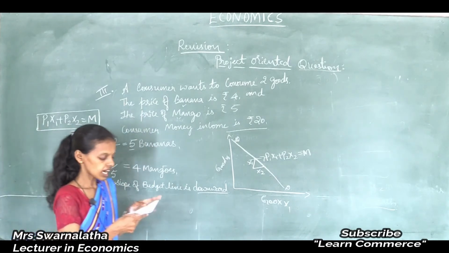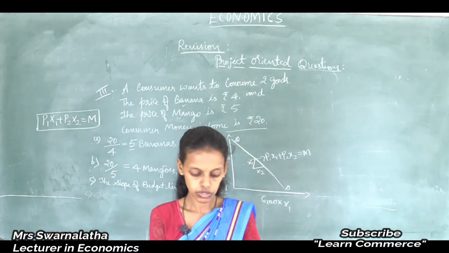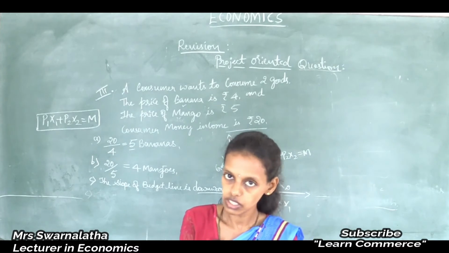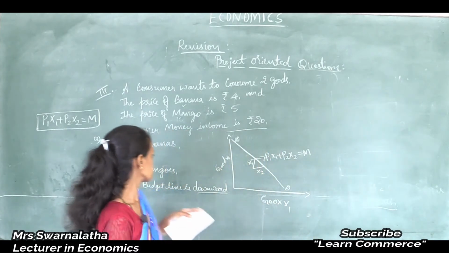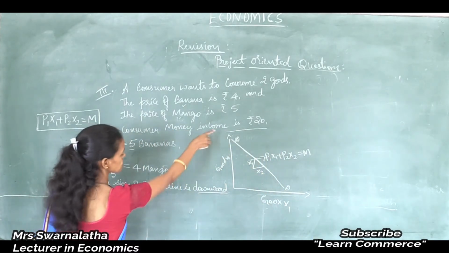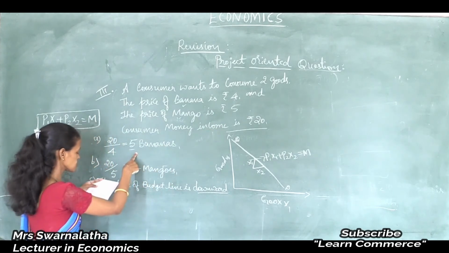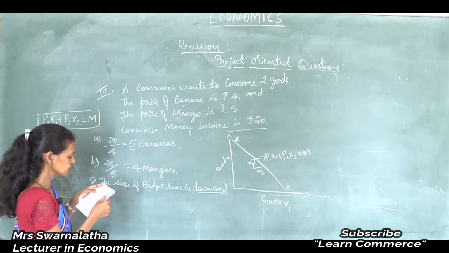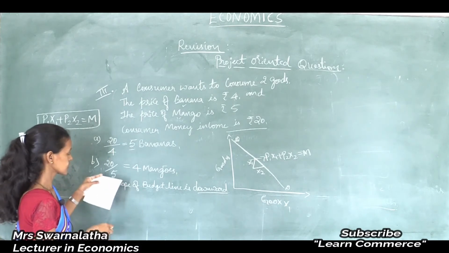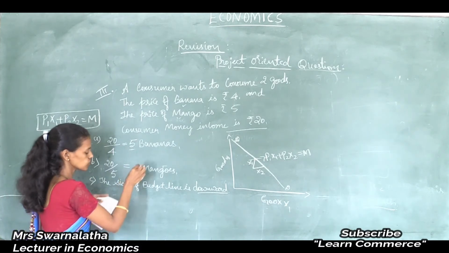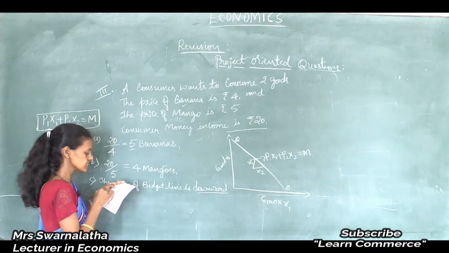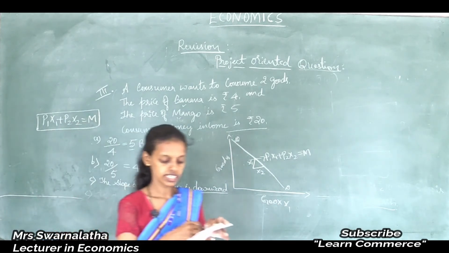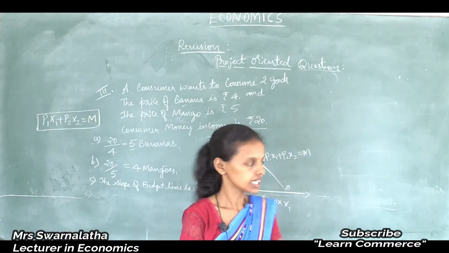Next question is, are the bundles on the budget line equal to the consumer income or not? So now you are going to see whether the consumer money income is equal to the consumer satisfaction. Yes, it is equal to the consumer income. Yes or no, they asked. You should write yes, the bundles on the budget line equal to the consumer income.